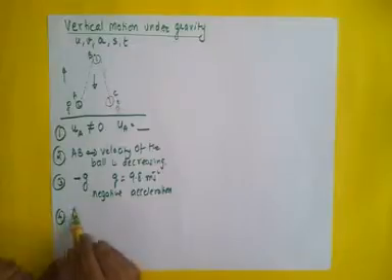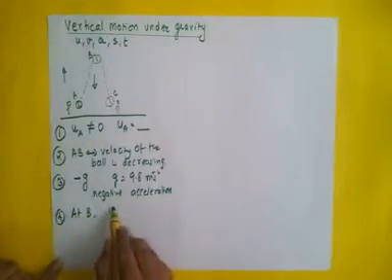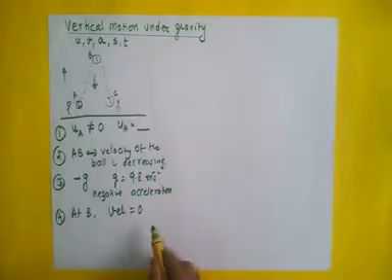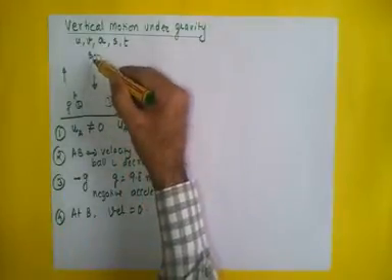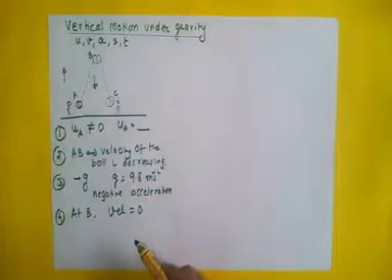Point number 4, at B. At B, the velocity of the ball is equal to 0. The ball stops momentarily over here and starts coming down. So at B, velocity is equal to 0.